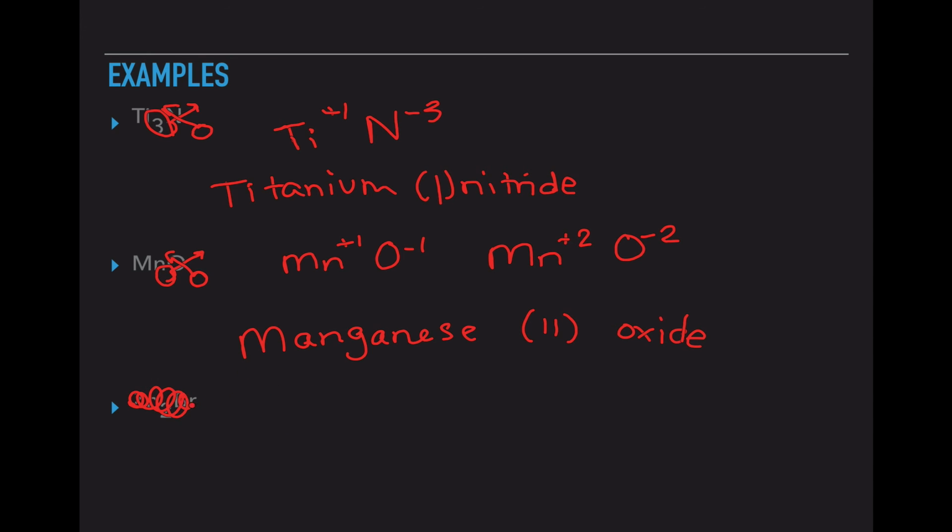This last example we are not going to do because I wrote it incorrectly, so we're just going to ignore it. Okay, so that is our review on how to write the chemical formulas and how to write the chemical names. The chemical names are going to be the trickiest part, so check back here when you need a refresher.